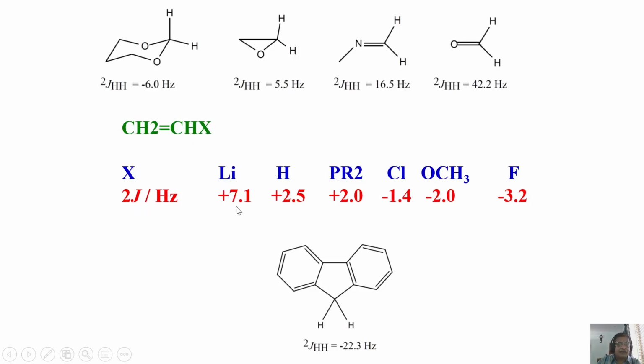Depending upon what X is, it can be lithium, proton, Pr2, Cl, etc., the 2J coupling can vary from plus 7.1 to minus 3.2. Systematically it is changing, you can see that. The substitution has a tremendous effect on this geminal coupling, including the magnitude and also the sign.